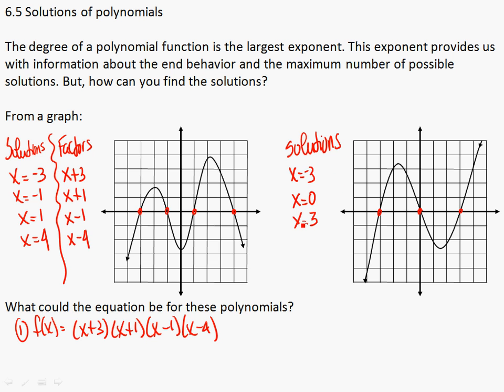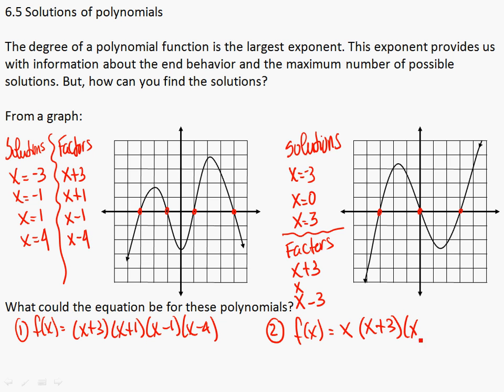How about this one over here? So we have solutions, then the factors will be what? x plus 3, just an x, and x minus 3. Okay, so if it's at 0, the factor is indeed x, and if it's an x, we usually lead off with it. So x, and then it's x plus 3 times x minus 3. Now order doesn't matter at all, right? I wouldn't count it wrong if you wrote x plus 3, x minus 3.